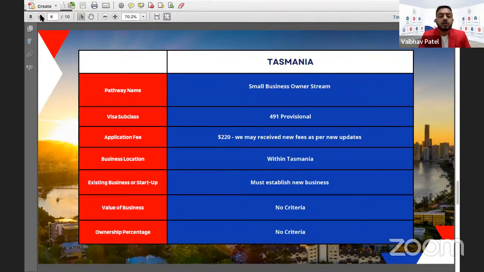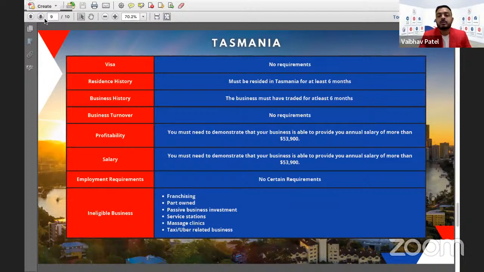There is no requirement for ownership percentages, but what I would recommend is that you be a 100% owner of the business to justify that it's completely under your control.